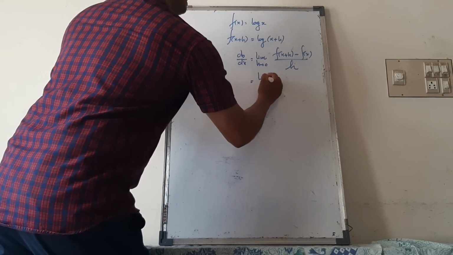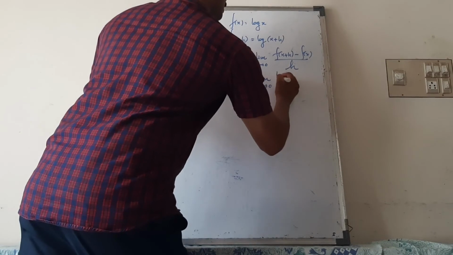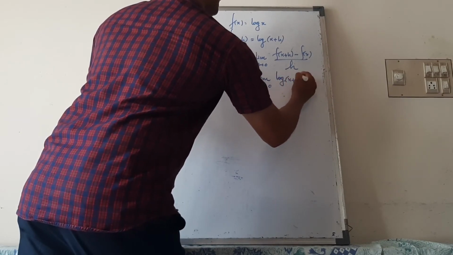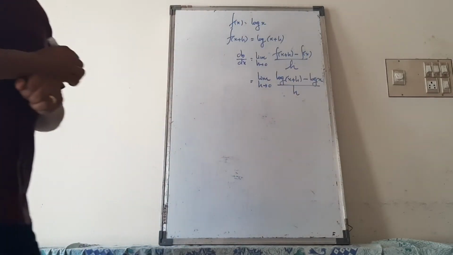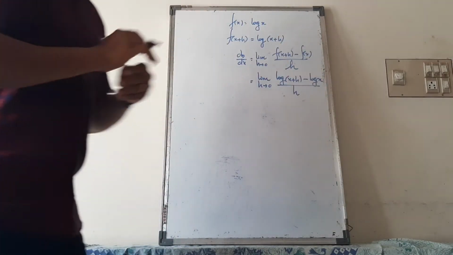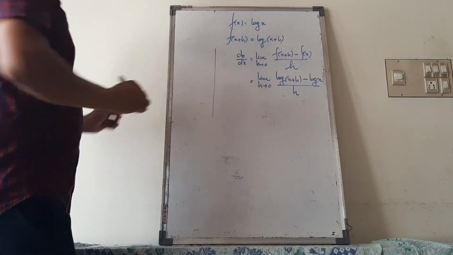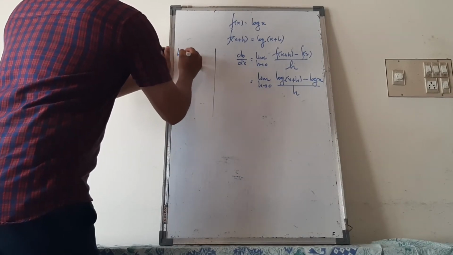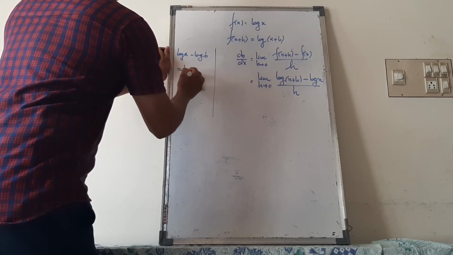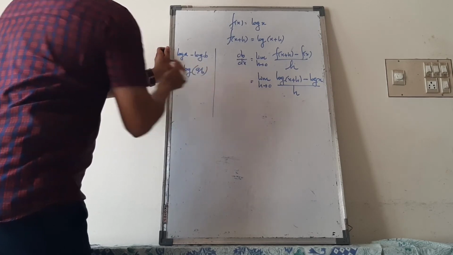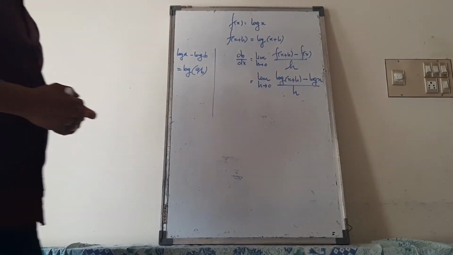That is equal to limit h tends to 0. You know, f(x+h) is log of x plus h, minus f(x) is log x, the whole divided by h. Apply the limit, we get an indeterminate form. On the numerator, we change it. We use a result in the logarithm function, the formula log a minus log b is equal to log a divided by b.